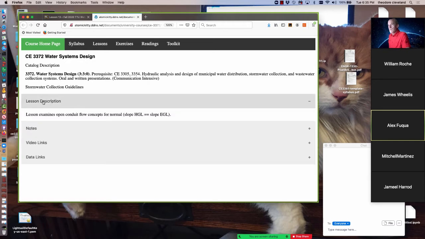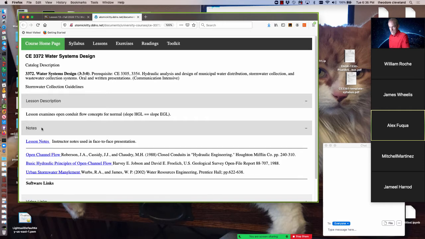So this lesson is going to examine open channel flow concepts for the particular condition of normal or uniform flow, and we will explain what that is shortly. This is material you likely have had at some level of detail in your fluids class, and you also would have seen this in your hydrology class. So this is somewhat reviewish, but we will proceed with enough requisite background that if you haven't remembered it from either of those two, it should come back to you quickly.